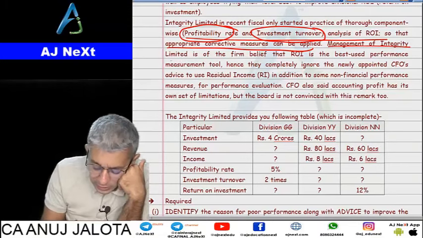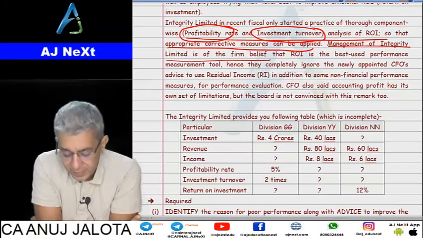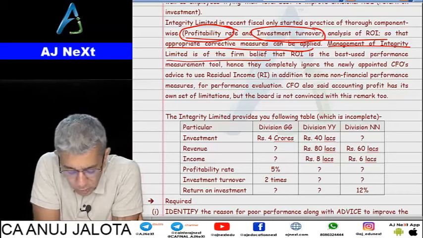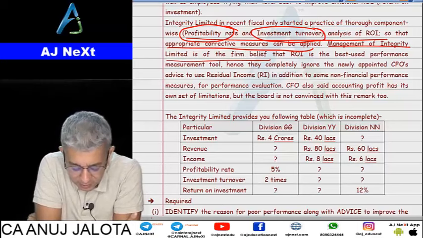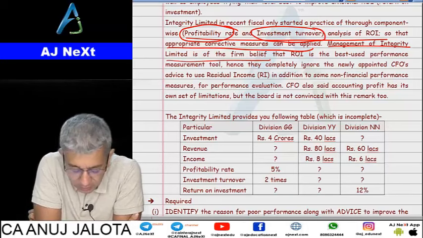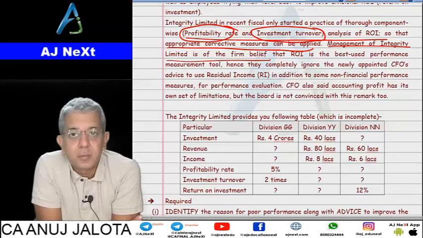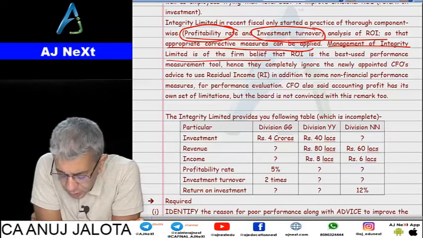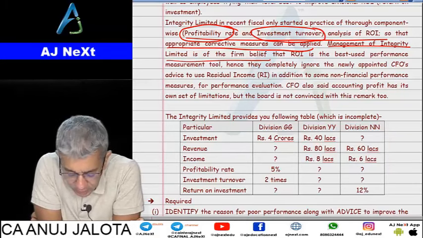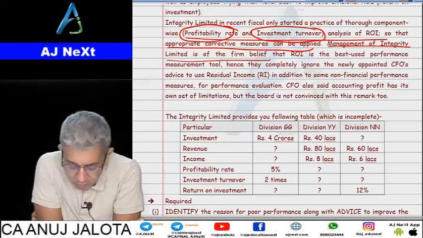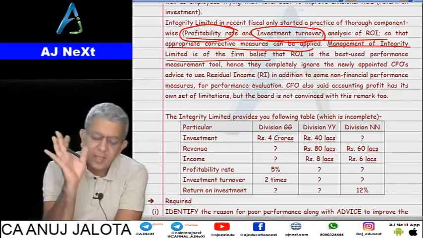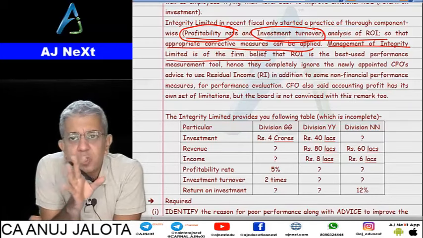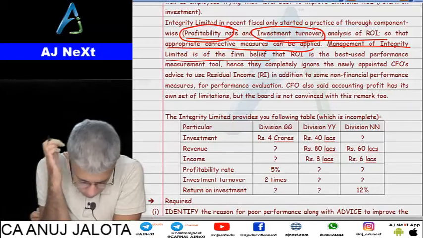Management of Integrity Limited is of the firm belief that ROI is the best performance measurement tool. Hence, they completely ignored the newly appointed CFO's advice to use residual income, in addition to some non-financial performance measures for the performance evaluation. So those guys are saying that ROI is the best approach. We don't need to use the RI approach.